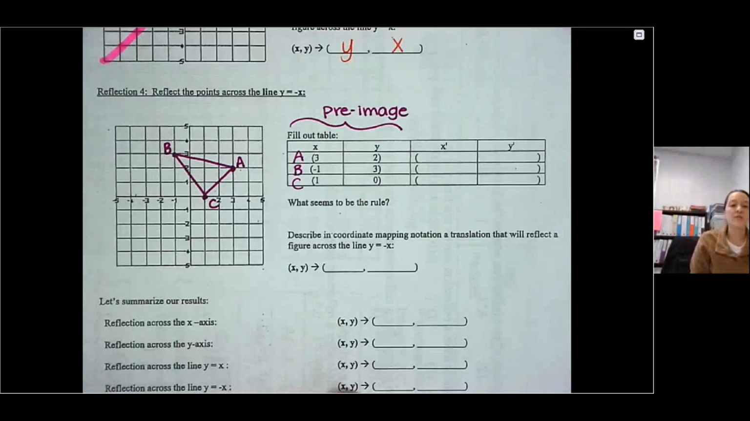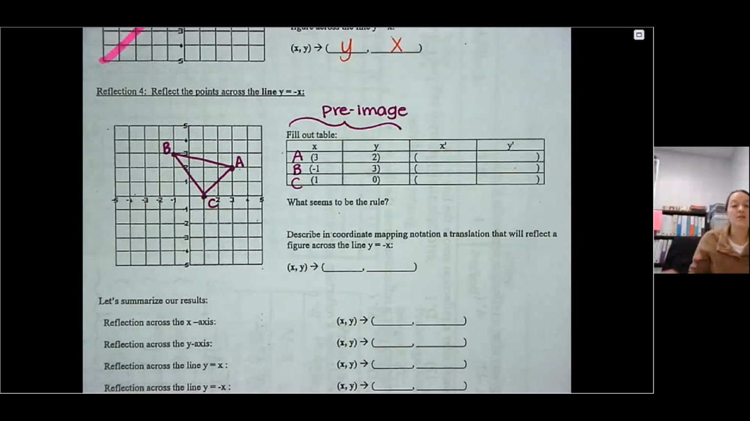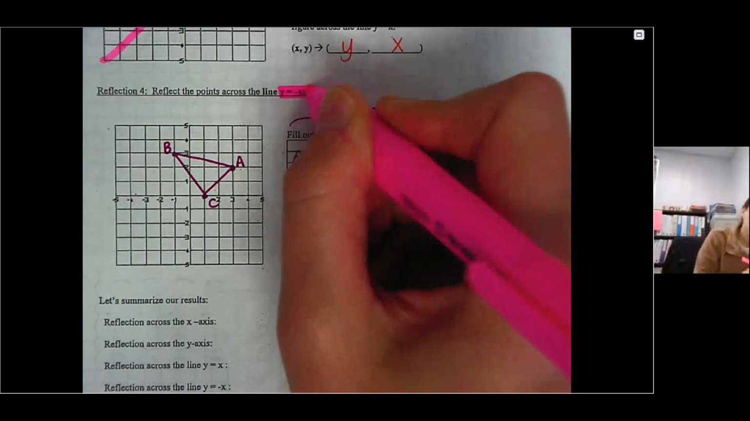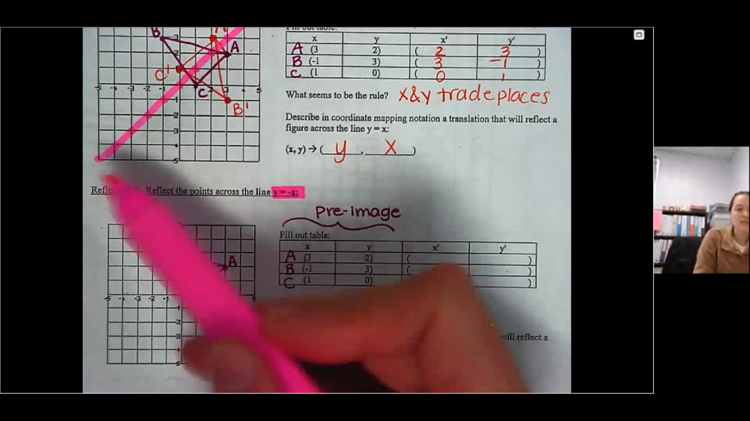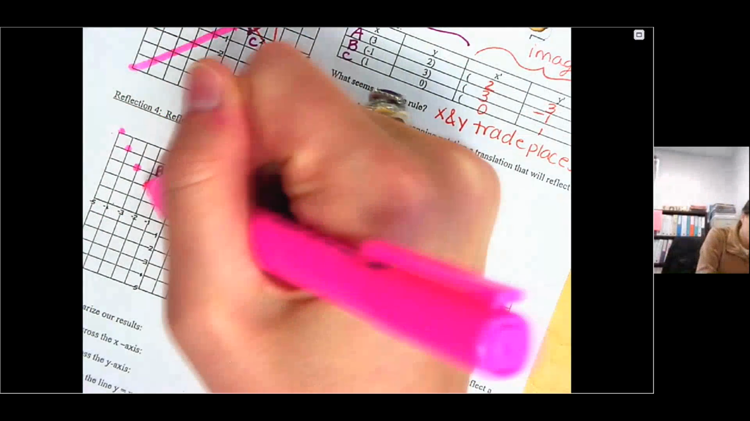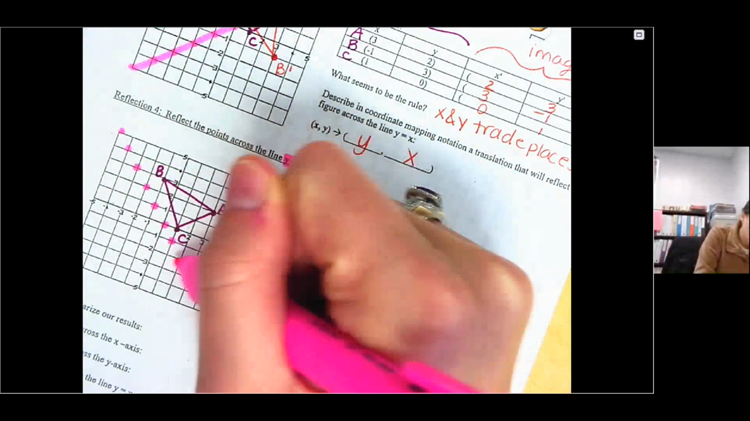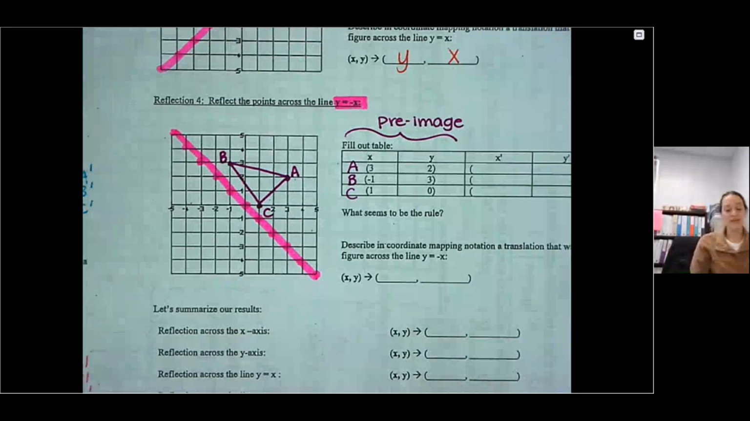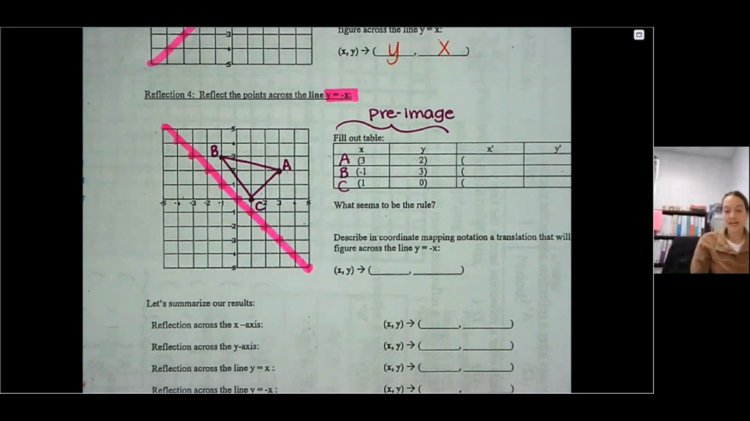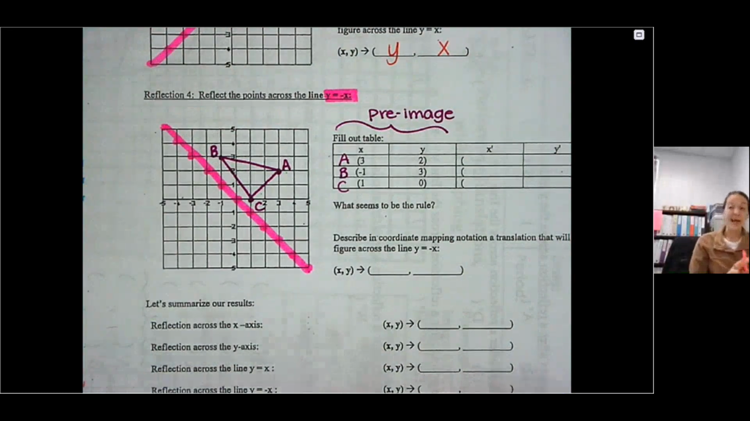Reflection number 4 is reflecting points across the line y equals -x. So negative means it's essentially the same as this picture here, but instead of a positive graph, I'm making it a negative graph. And so it's a negative graph that goes through the origin that moves 1 by 1. And so this one's way easier, I think, to try to flip it over to the other side. Again, you can kind of fold your paper and match up where those points go.